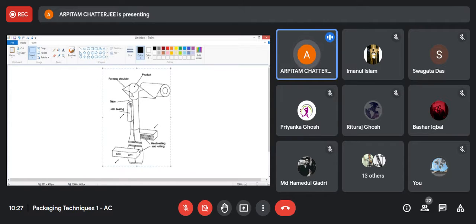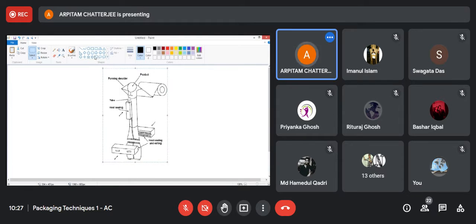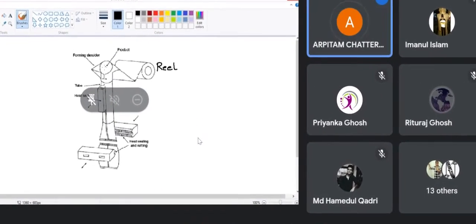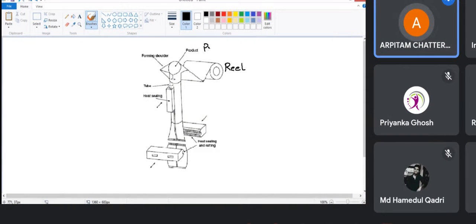So this is how the vertical FFS looks like. Okay, and here also I would suggest if you can draw this. This is the reel, and there is an opening from where the product is getting filled. This one is called forming shoulder.